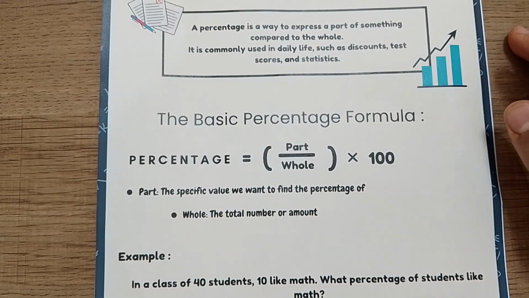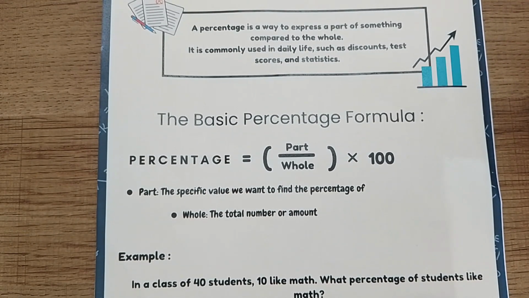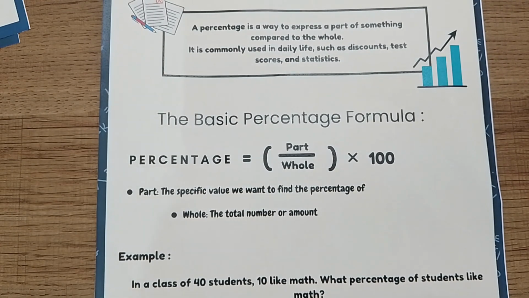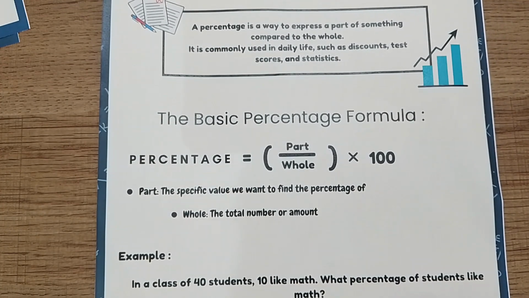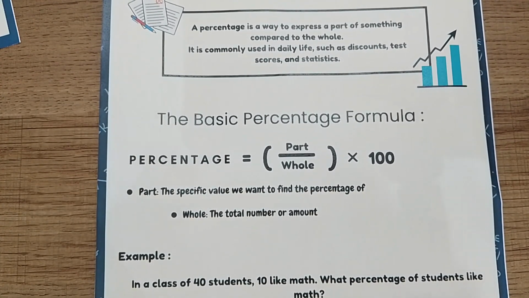And what's the part and what is the whole? The part is the specific value we want to find the percentage of, and the whole is the total number or amount. If you have 20 students in one room and 5 of these students are boys, what's the percent of boys among these students? What is the part and what is the whole? The part is the 5 students and the whole is the 20 students.